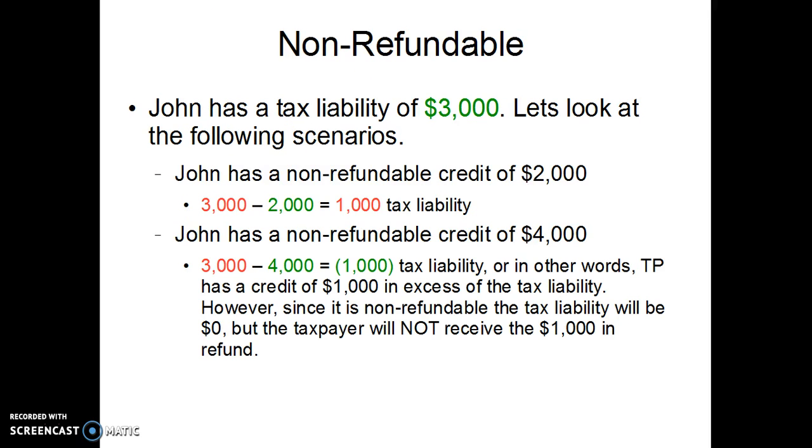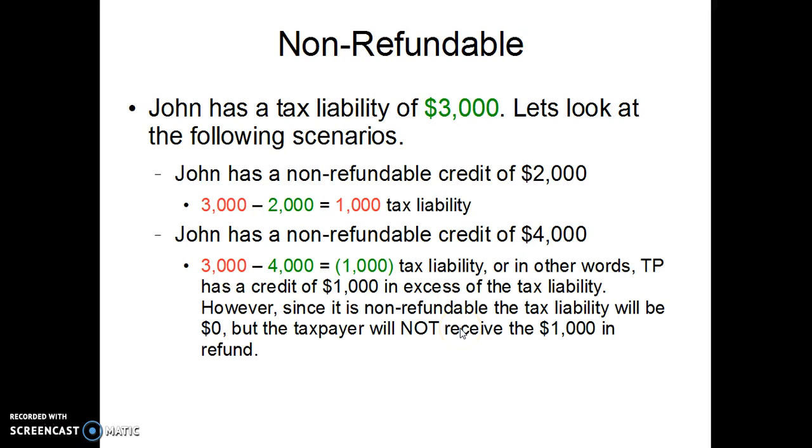Let's look at an example. Let's say John has a tax liability of $3,000. We're going to look at four scenarios. The first scenario is that John has a non-refundable credit of $2,000. So $3,000 tax liability minus $2,000 credit means $1,000 tax liability. Pretty simple. Next, John has a non-refundable credit of $4,000. Now the credit is more than the tax liability, so John has a negative $1,000 tax liability.